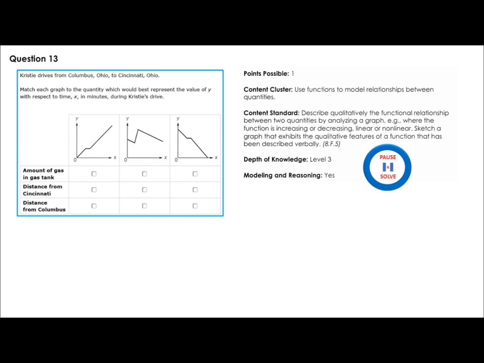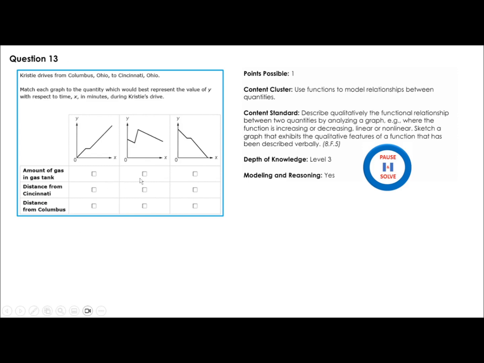Christie drives from Columbus, Ohio to Cincinnati, Ohio. Match each graph to the quantity which would best represent the value of y with respect to time x in minutes during Christie's drive. So you have amount of gas in the gas tank, distance from Cincinnati. Obviously, the distance from Cincinnati is going to be decreasing, getting closer to Cincinnati. Distance from Columbus is going to be increasing. Okay, you're traveling away from Columbus.